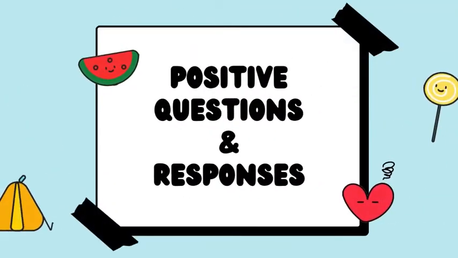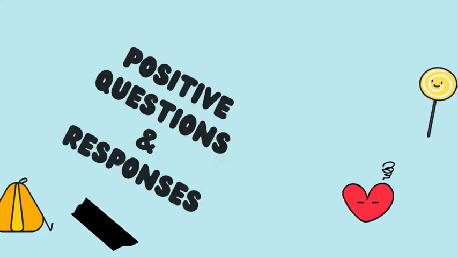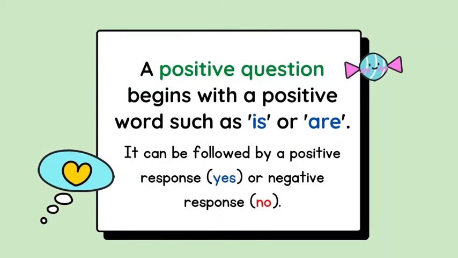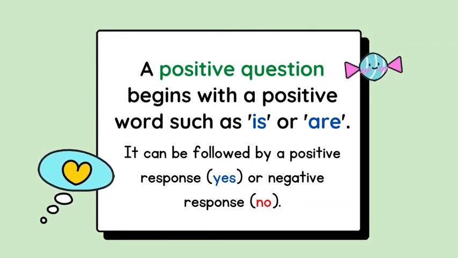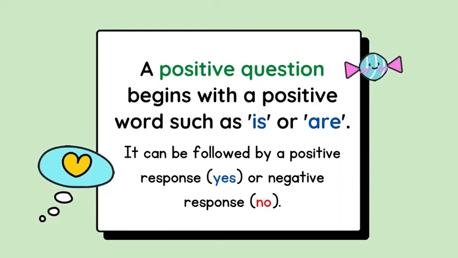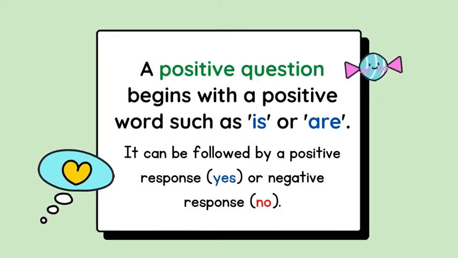Let's look at the second activity, positive questions and responses. What are positive questions and responses? A positive question begins with a positive word, such as is or are. Look at the blue-colored words. Is and are are positive words, and positive questions are questions that begin with those words.